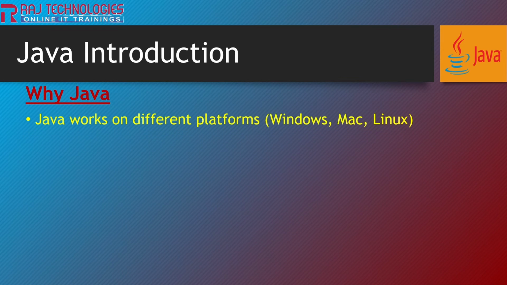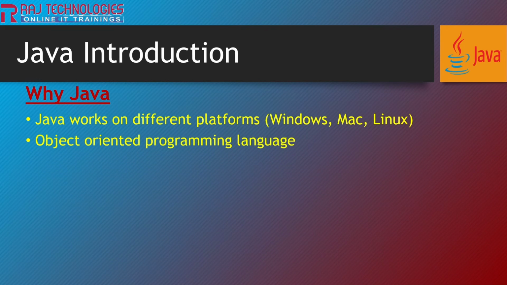Then why Java? What is the need of going with Java is that Java works on different platforms. This is the main feature of Java, which we call platform independent, architecture neutral. If you write a Java program on Windows, we can run it on any other operating system, any other platform like Linux or Mac. So Java works on different platforms, either Windows or Mac or Linux. And already we know Java is an object-oriented programming language. So we have seen the object-oriented concepts like object, class, abstraction, encapsulation, inheritance, polymorphism.